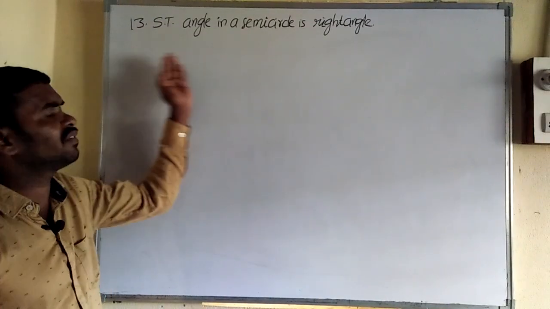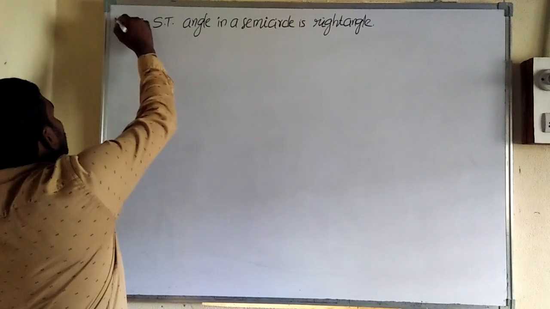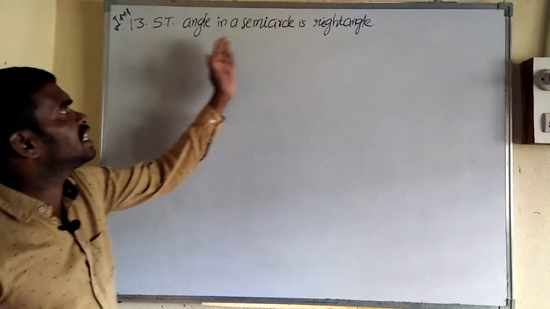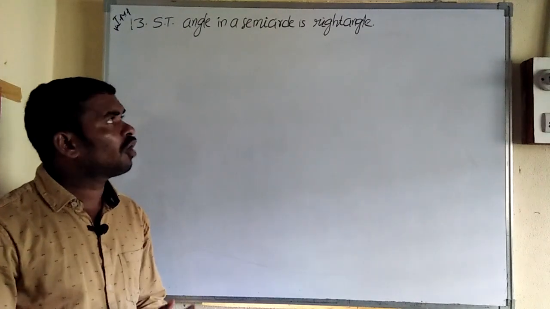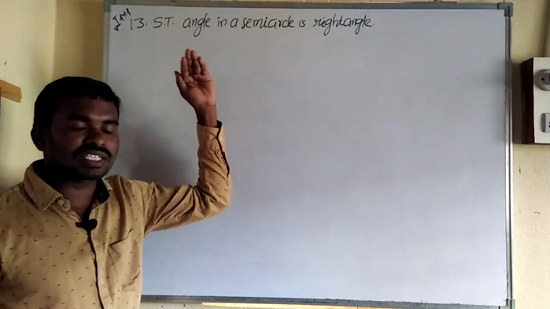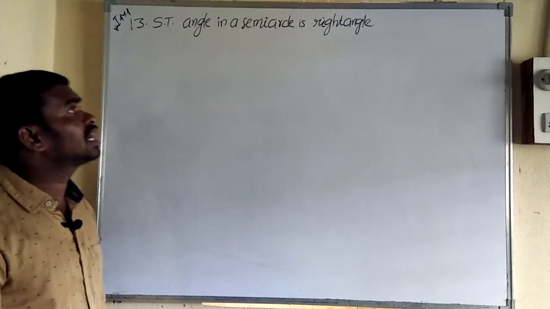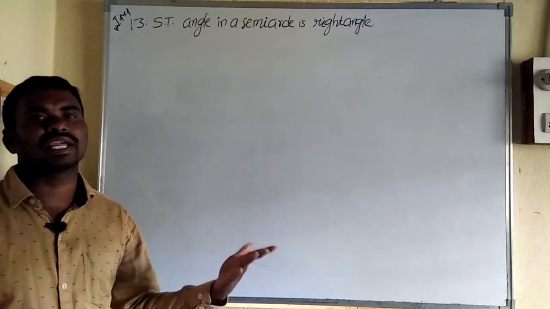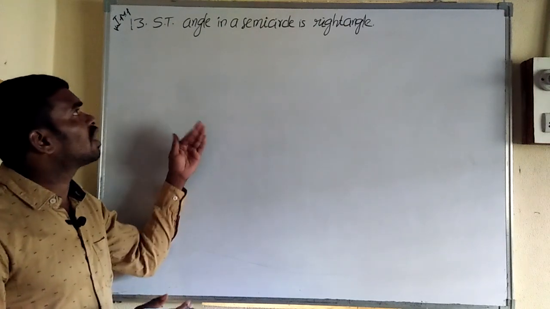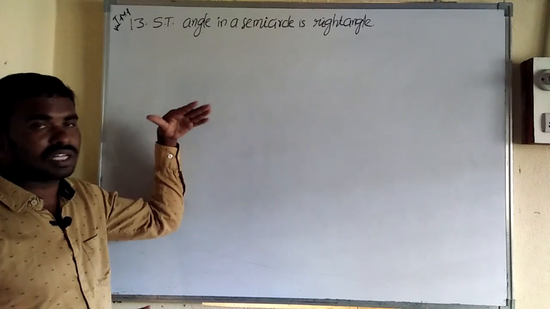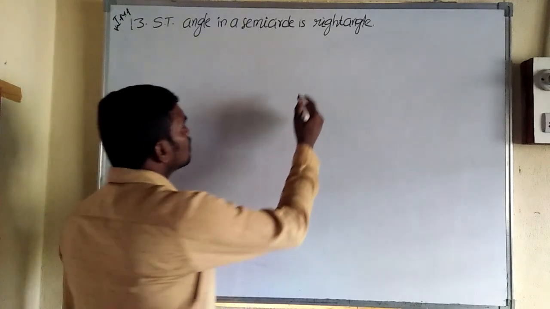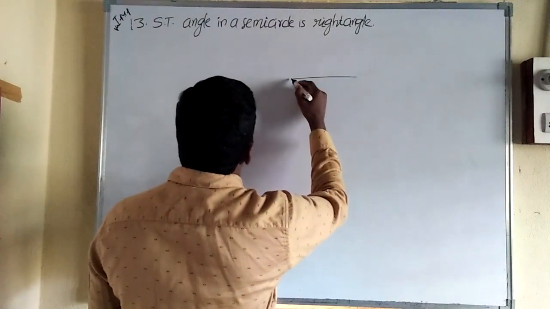Next, the 13th one. This is a very important question: show that the angle in a semicircle is a right angle. We have been using this statement from 8th or 9th class onwards. Angle in a semicircle is a right angle. In multiple choice it is a small question, but here he is asking how we can prove that the angle in a semicircle is a right angle. What is a semicircle? A semicircle means half of the circle.